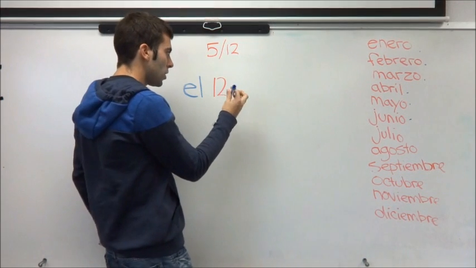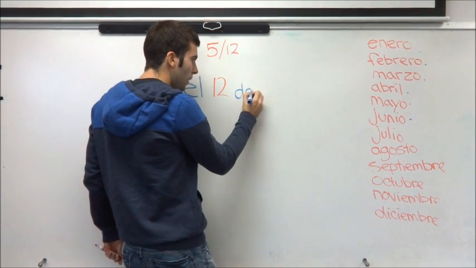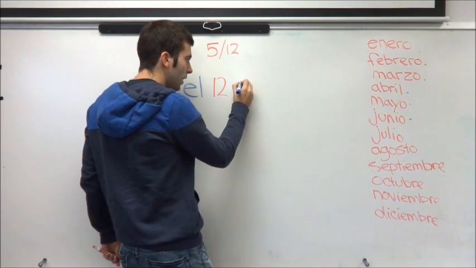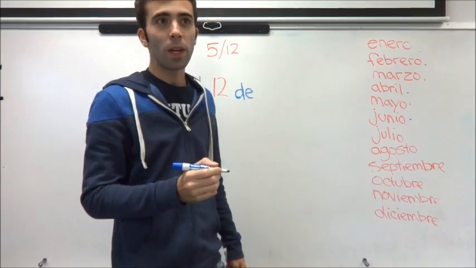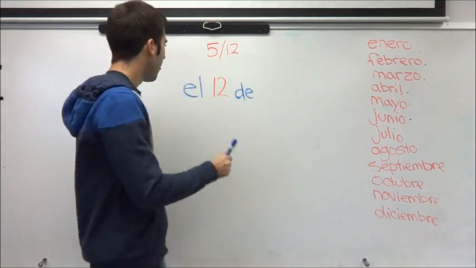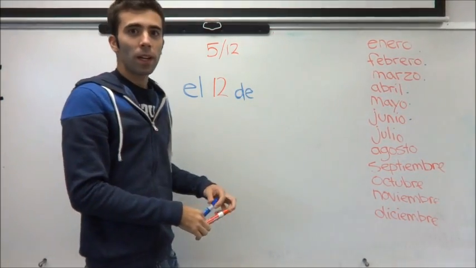So of in Spanish is D-E. And you pronounce it day. Now, it's not referring to day like the day of the week or the day of the month. It's de as in of. The 12th of, and then you need to plug in your month.